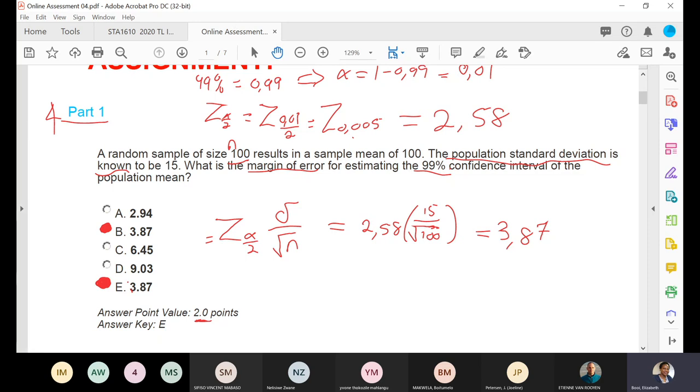So your grade mark will be higher than your assignment score, because this is the score points that you will receive, which you will see on the side. But when you go to the grade point, it will be different. All right. But the answer is 3.87.